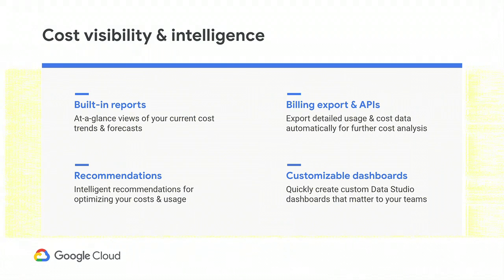We have recommendations, so various products have different recommendations. For example, Compute Engine has VM right-sizing recommendations to show you where you might want to have a larger instance or a smaller instance, depending on how you're actually using the cores and memory in your VMs. And then customizable dashboards. So this would be, in the case of a Google product, Data Studio plugged into BigQuery. Or if you have your own solution, you're using Tableau or Looker or some other solution, plug that into BigQuery as well.